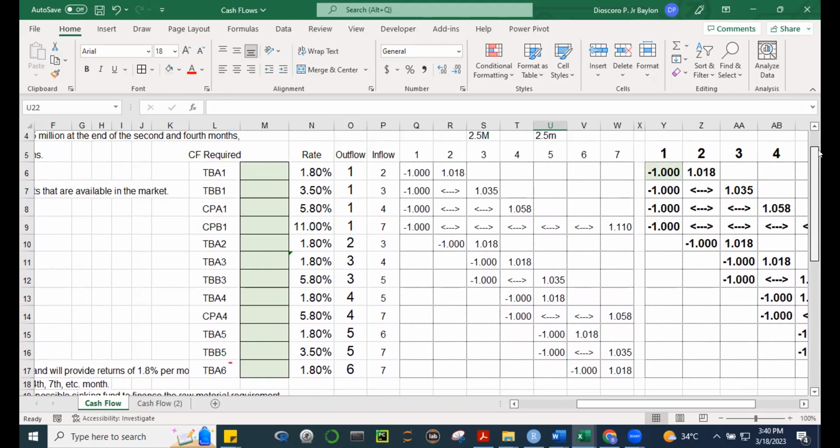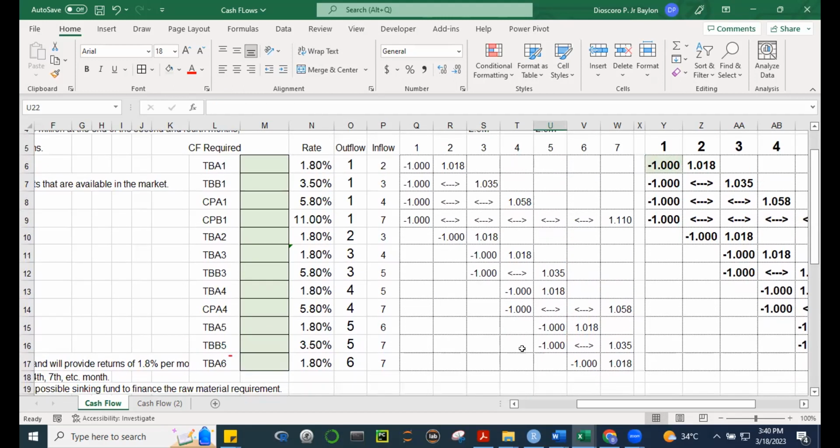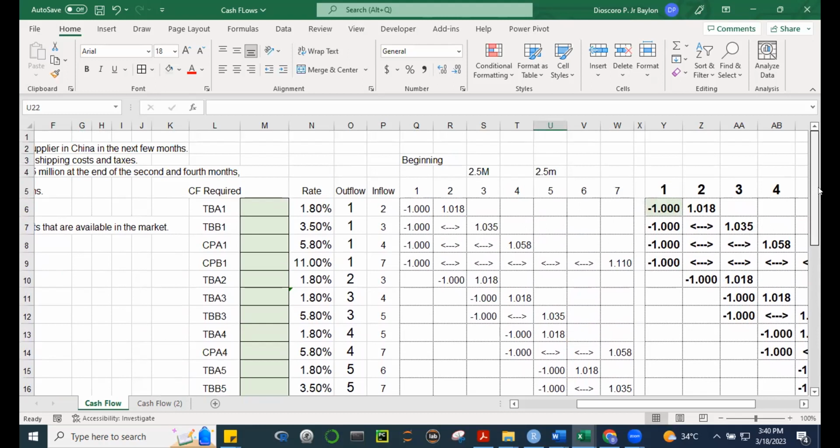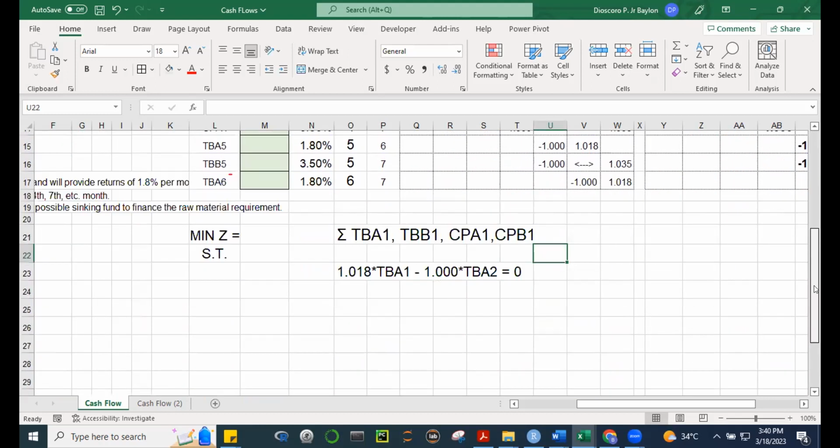Do we have any cash flow requirement at the beginning of month 2? None, sir. Okay, none. So what's the implication of this? Whatever we get here, because this becomes 1.018 times TBA1 is equal to 1 times TBA2, which means that whatever we get from TBA1 will all be flowed back to investing in TBA2.